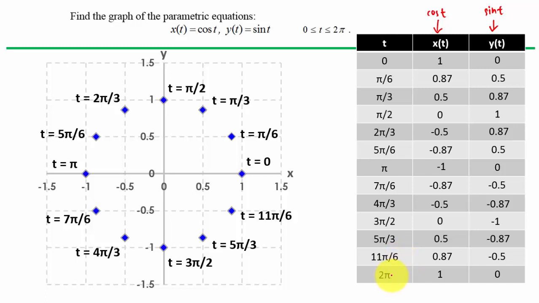When t is equal to 2 pi, notice that we have x equal to 1 and y equal to 0, which has the exact same value as when t is equal to 0. Therefore, when t equals 2 pi, it will give us the same point as t equals 0. Now that we have plotted our points, what we have to do next is to join up our points with a smooth curve in order of increasing value of our parameter t. Therefore, this is the graph of our parametric equation as shown.